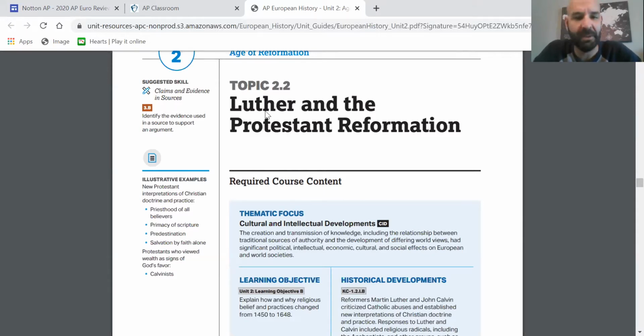All right, so Martin Luther, right? Martin Luther was a member of the Catholic Church in the German states, otherwise known as the Holy Roman Empire. And he is going to be the most important Protestant reformer prior to 1555. 1555 is one of those dates that you should know.